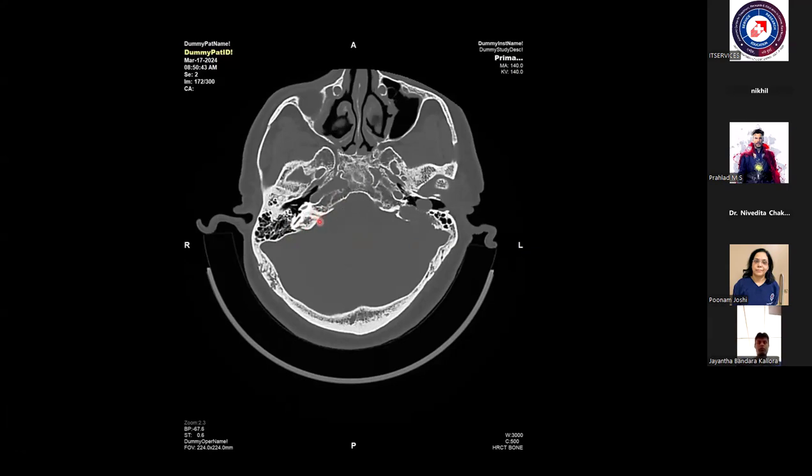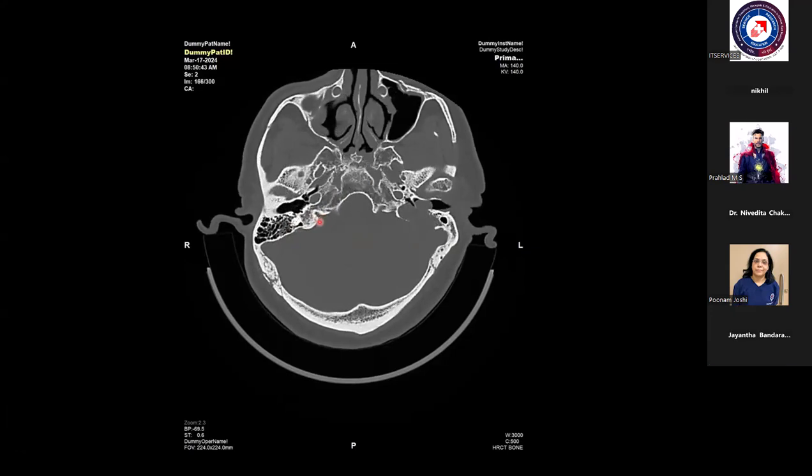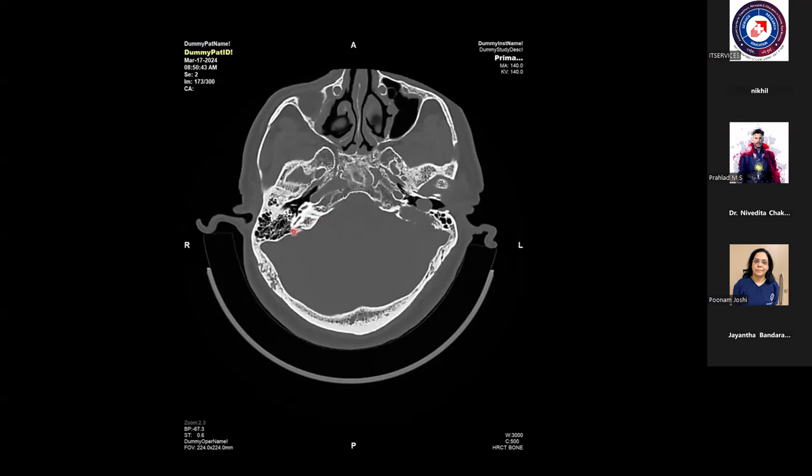Now as I'm going above, this structure you can see is the cochlear aqueduct. Again going from inferior to superior, the first structure that we see is the cochlear aqueduct. It is located inferiorly. Then comes the posterior semicircular canal. Then we have the basal turn of cochlea. And as I'm going above, you can see this rounded structure over here. This is the round window. You can see this opening over here into the middle ear cavity.